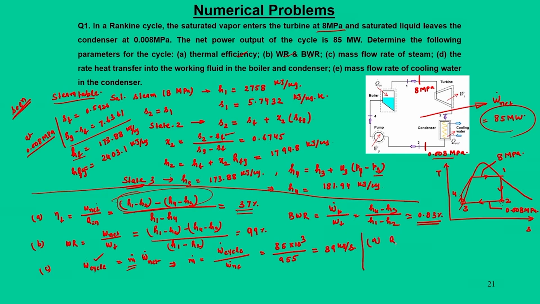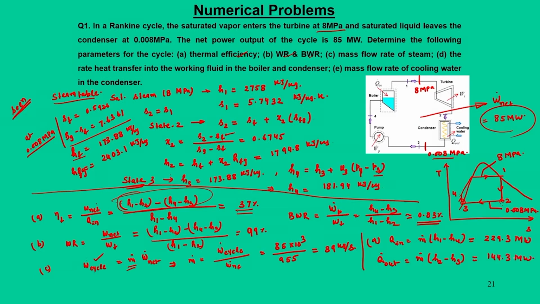Q in is equal to m dot H1 minus H4. M dot we know. So, this number is 229.3 megawatt. Q out is equal to m dot into H2 minus H3. So, this number is 144.3 megawatt.